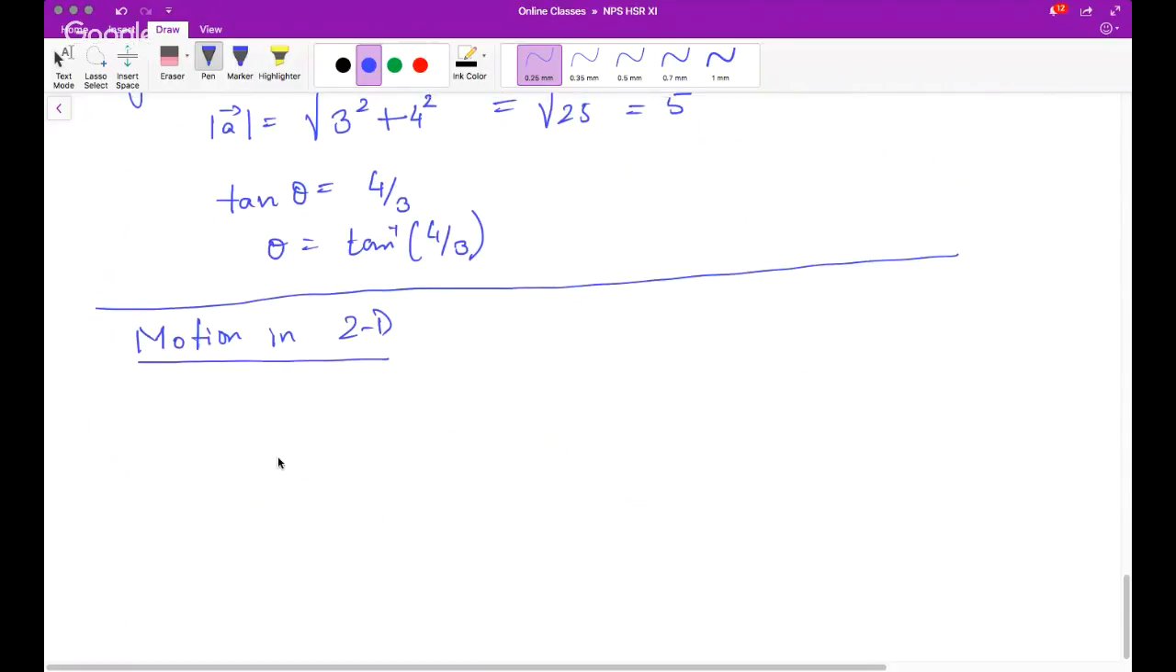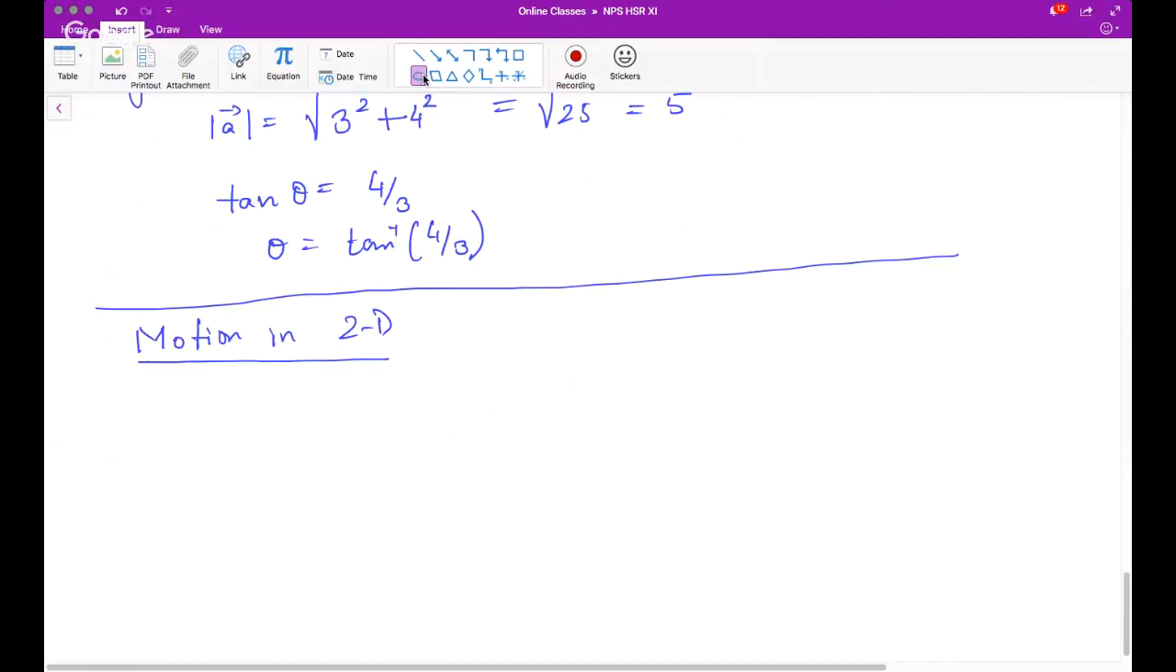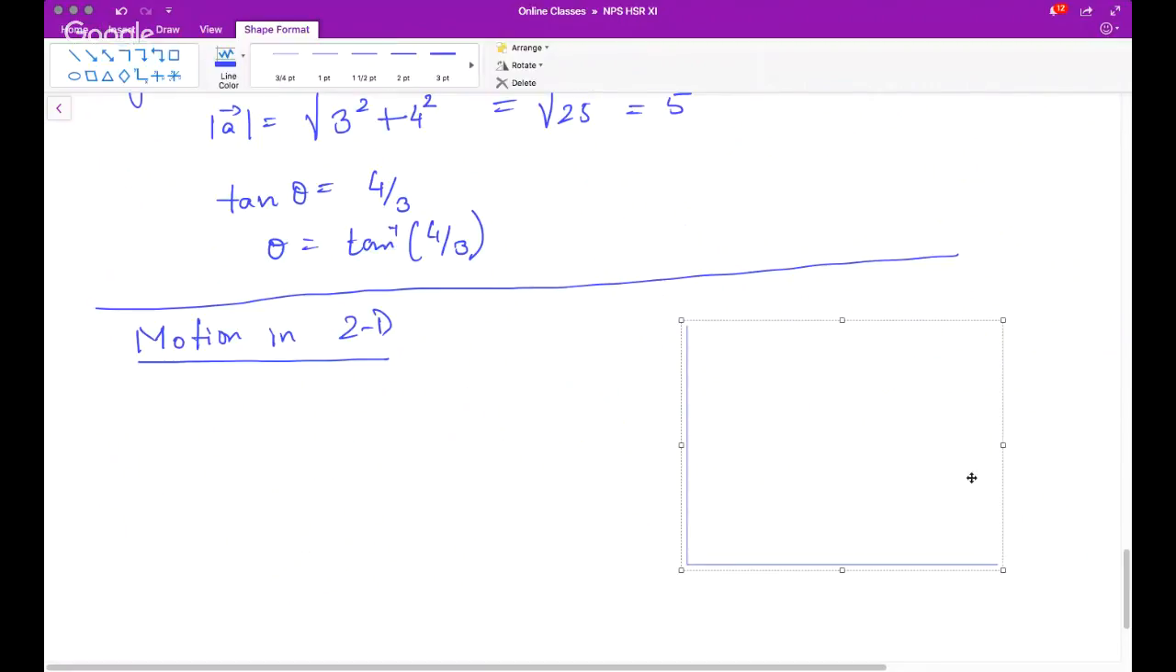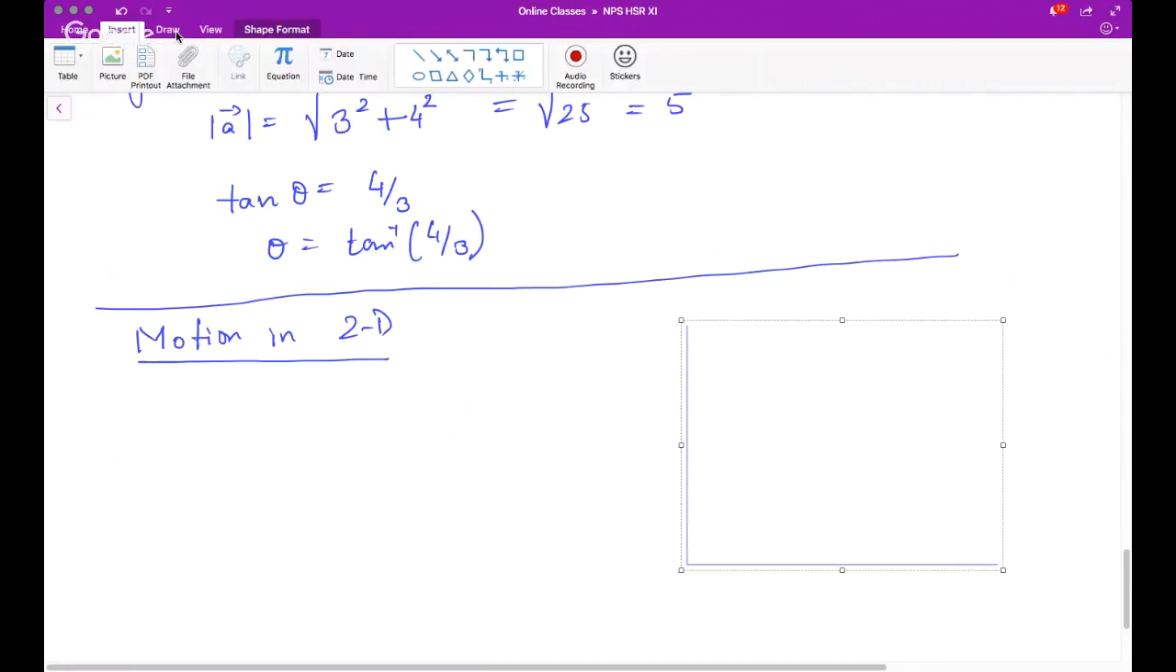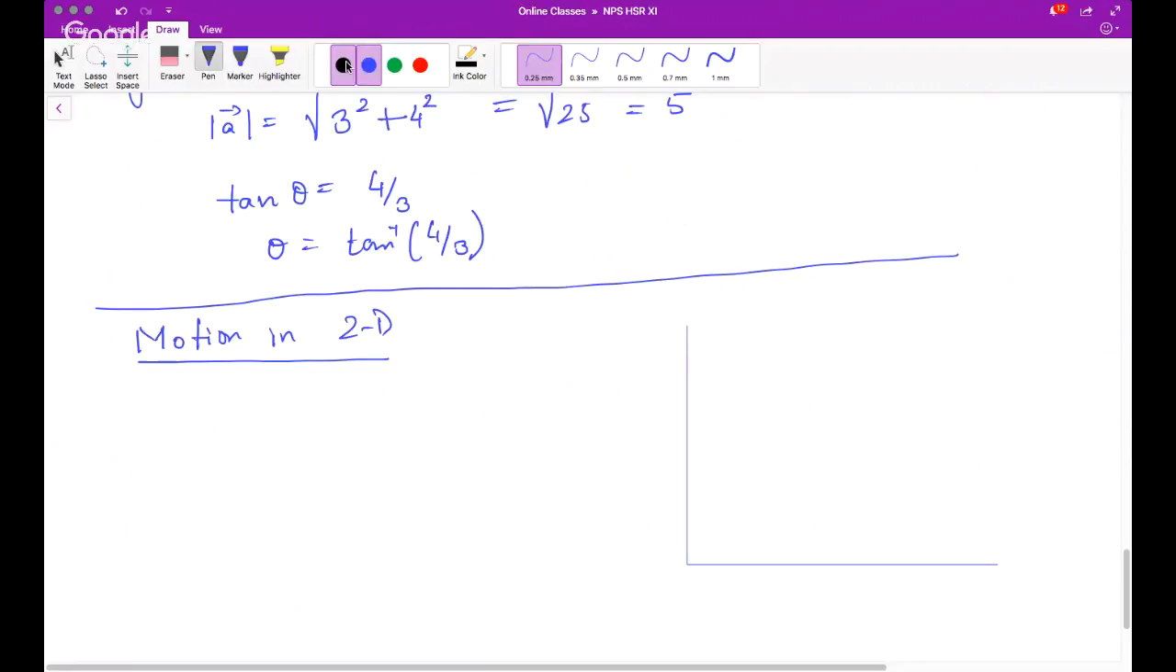In motion in 1D, we know that motion is relative, so we'll keep coming back to our reference frame. Let me draw a reference frame first of all. So this is my reference frame. What am I saying? This is my y-axis and this is my x-axis.